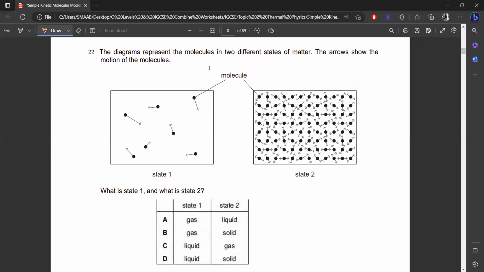Okay, now we have to select the state. State 1 is gas and state 2 is solid, because the motion is to and fro. So that represents solids. So state 1 is gas, state 2 is solid, option B.